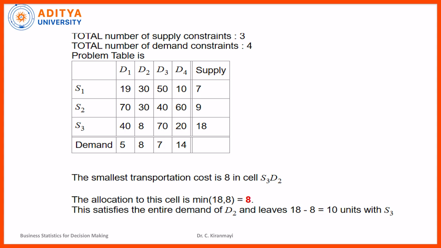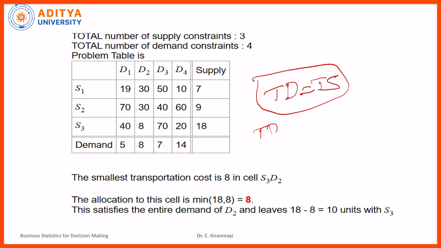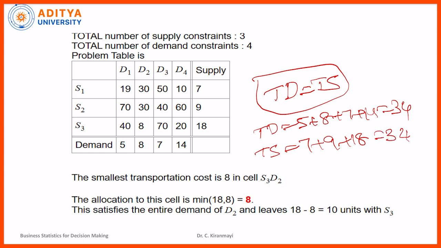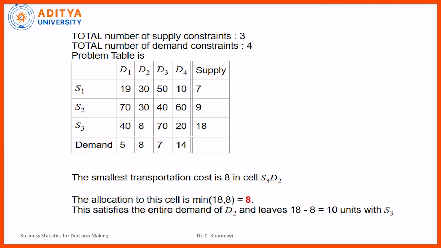So, how to check whether the given problem is balanced or not? We know that total demand must be equal to total supply. Then only the problem is considered balanced. Total demand in this problem is 5 plus 8 plus 7 plus 14, which is 34. Total supply is 7 plus 9 plus 18, which is again 34. Therefore, the given transportation problem is balanced. Now, we can proceed to find the initial basic feasible solution.